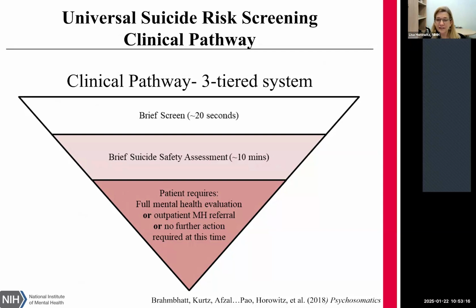Is it a full mental health evaluation? Can they leave and then come back for that when that's available? Or do they need that right now? Or do they need to be sent to the emergency room? Or is no further action really required at this time? So these are the bare bones of a feasible, evidence-based clinical pathway that hospitals are using around the country, and it's working. I'll tell you that. It's not theoretical anymore. It is working.